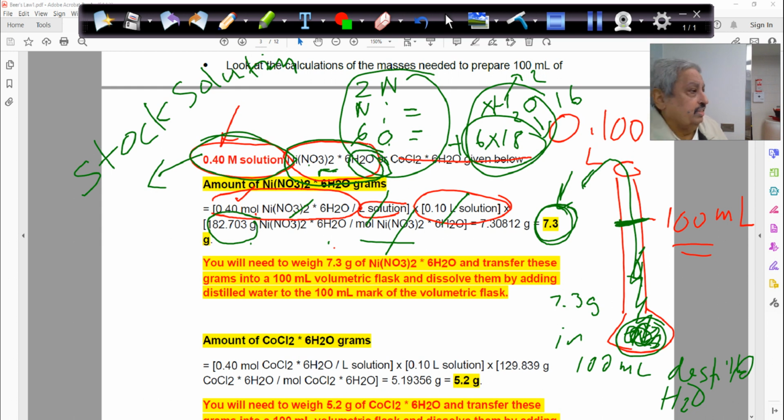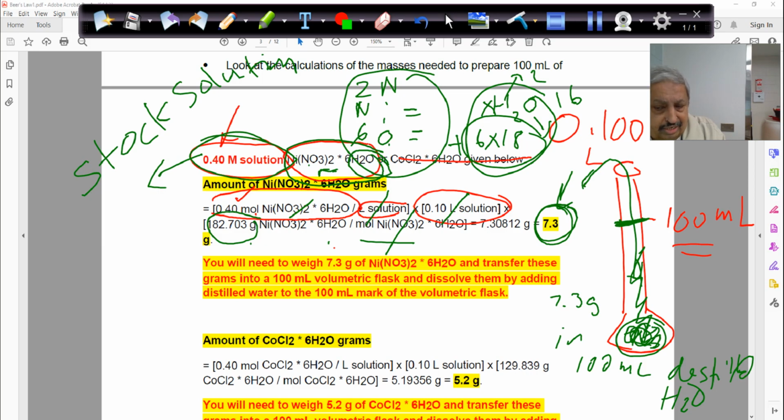The stock solution is always the highest concentration. This is my highest concentration of all the concentrations I will make. Correct? So that's the first step, how to prepare a stock solution. Any question about this?